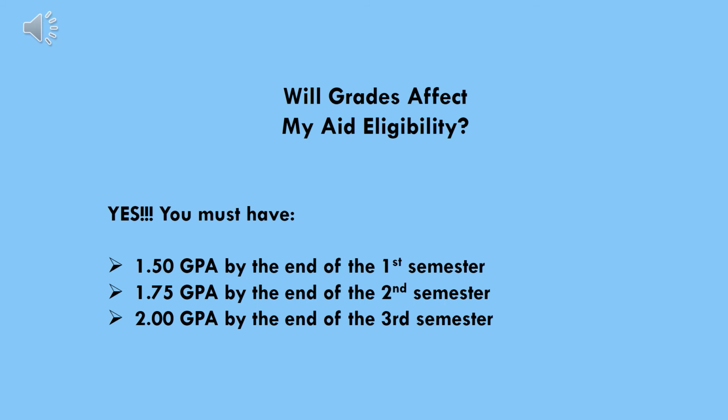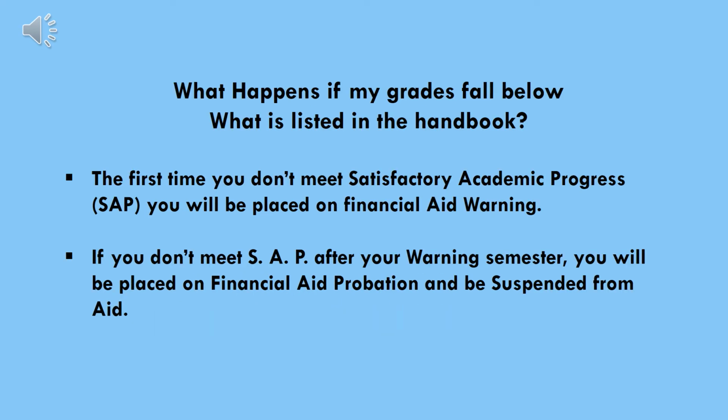Remember, making the appropriate grade point average does affect your financial aid. You must have 1.5 by the end of your first semester, 1.75 by the end of your second semester, and a 2.0 at the end of your third and all remaining semesters. If you do not attain and keep the required GPA, you will be placed on satisfactory academic progress and placed on financial aid warning. You will have 1 semester to attain the GPA required. If you do not, you will be placed on financial aid probation and suspended from all aid until the GPA requirement has been met.